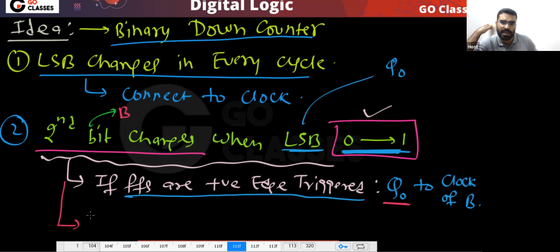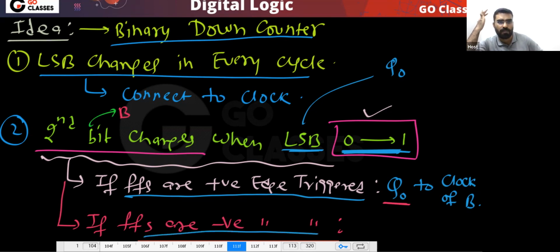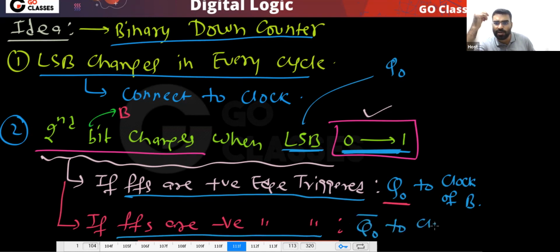But if flip-flops are negative edge triggered, then what will you do? Negative edge triggered means they will trigger when going from 1 to 0. So then I will connect Q0 bar. Very good, Yuvraj. So I will connect Q0 bar to the clock of B.